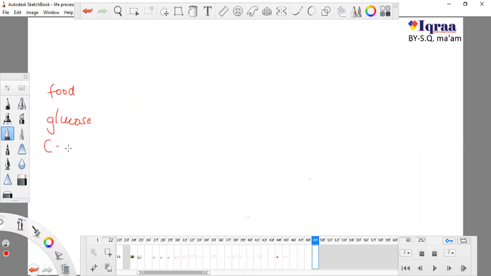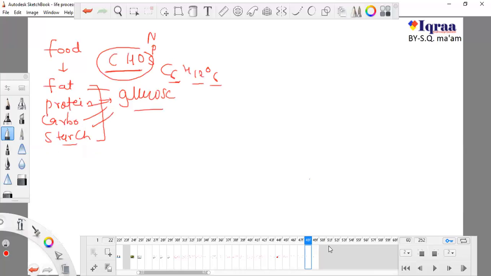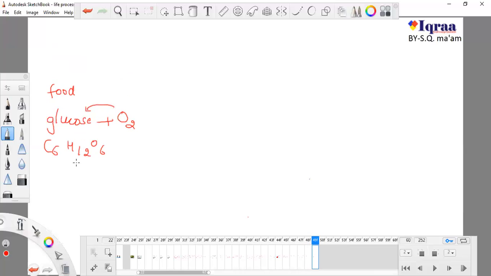The chemical formula of glucose is C6H12O6. Now you have taken oxygen inside. In the first step, this glucose, C6H12O6, gets oxidized. Whenever you take oxygen inside, the oxygen oxidizes your food. This is true for all types of food, but I'm taking the example of glucose, the basic molecule, CHO. So when we take oxygen inside, the glucose is broken down.